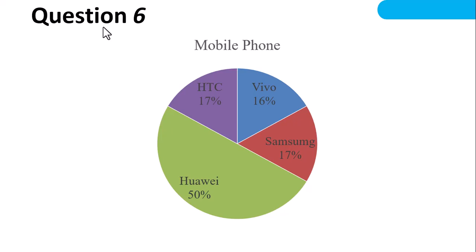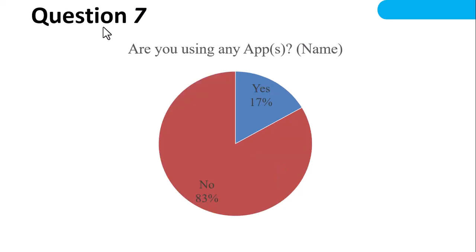The mobile phones mostly used by people were HTC 17%, Vivo 16%, Samsung 17%, and Huawei 15%. Question number 7 is also very helpful to evaluate the concern of different people. Are you using any app? Just one person said I'm using, and 5% said I'm not using any app to educate my children.